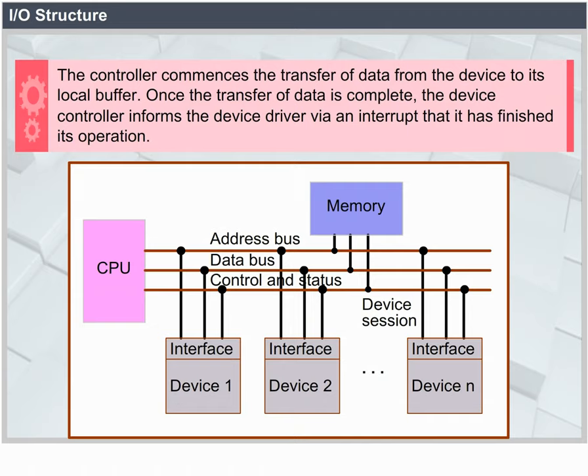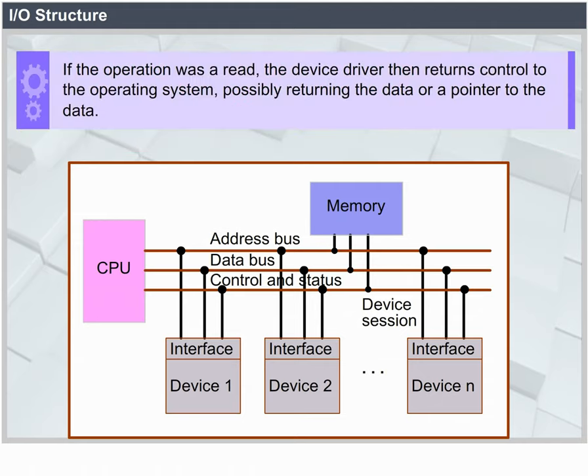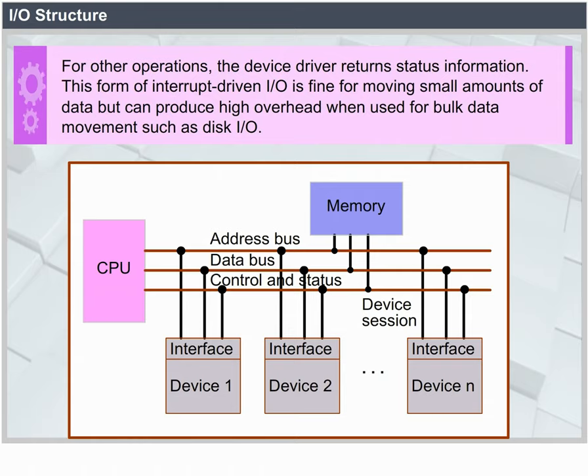Once the transfer of data is complete, the device controller informs the device driver via an interrupt that it has finished its operation. The device driver then returns control to the operating system, possibly returning the data or a pointer to the data if the operation was a read. For other operations, the device driver returns status information. This form of interrupt-driven I/O is fine for moving small amounts of data, but can produce high overhead when used for bulk data movements such as disk I/O.